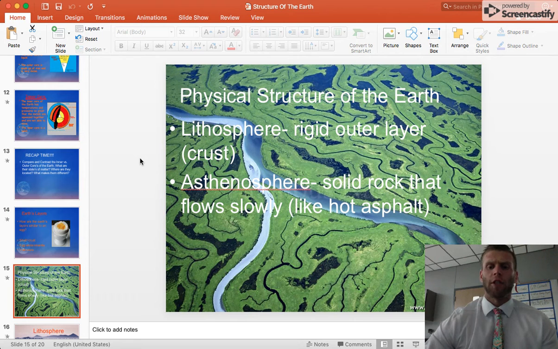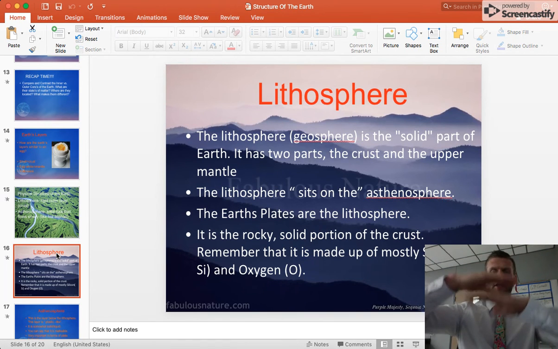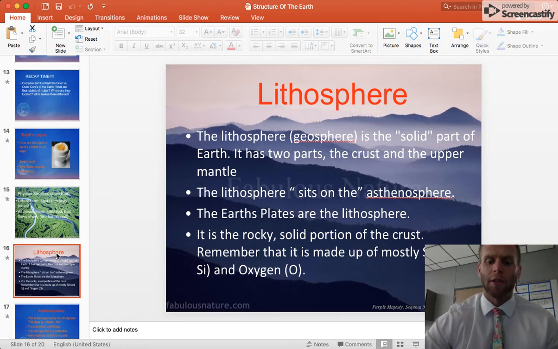So, the physical structure of the Earth. The lithosphere is the outer layer, which is also considered the crust, and the asthenosphere is the solid rock that flows slowly, like hot asphalt. Our lithosphere, also referred to as the geosphere, remember back to our spheres project, long time back in the day, is the solid part of the Earth. It has two parts, the crust and upper mantle. The lithosphere sits on top of the asthenosphere.